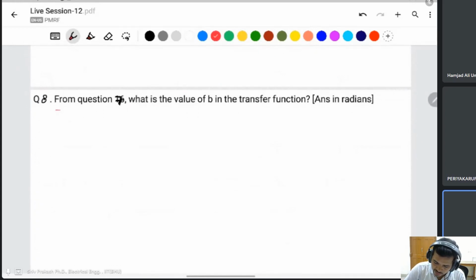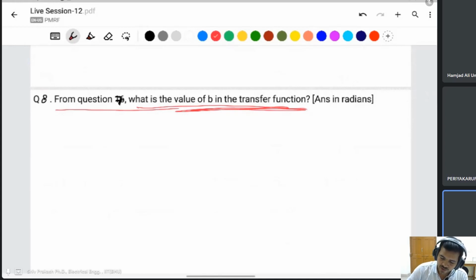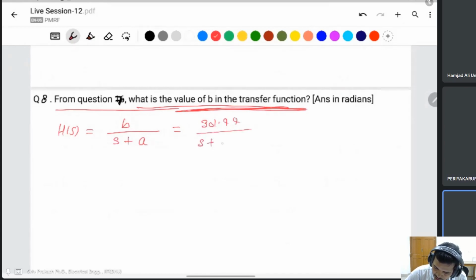Same question, what is the value of the transfer function? The value of the transfer function is the same as you put the value. HS is equal to B divided by S plus A. B is equal to 301.44 divided by S plus 301.44, where S is equal to j omega, which is j into 301.44.